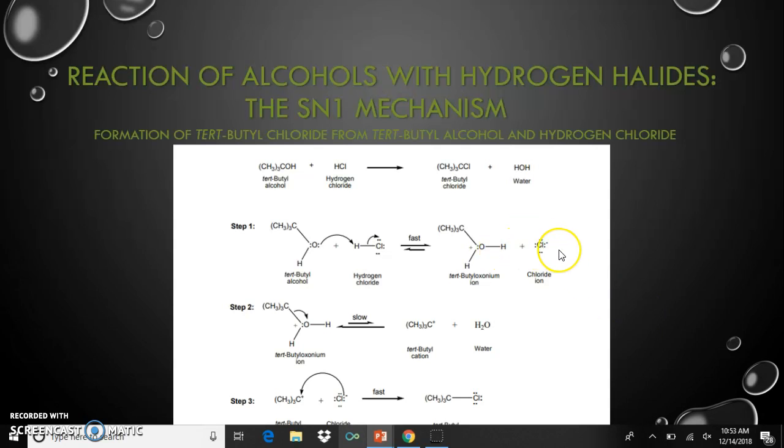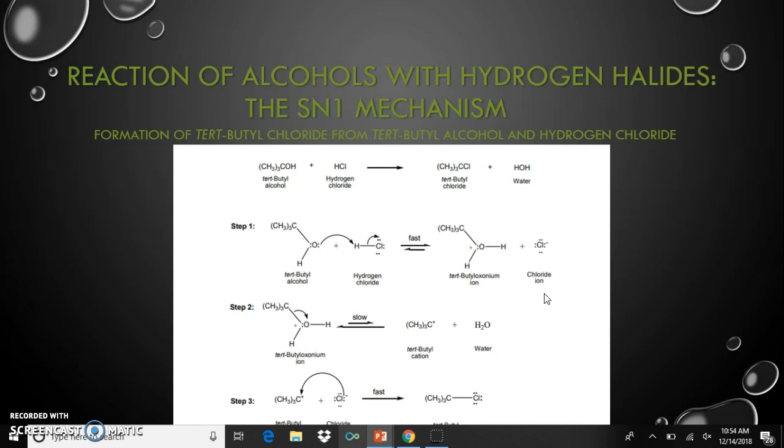Step 1 shows the protonation of tert-butyl alcohol to give an alkyl oxonium ion. Proton transfers from strong acids to water and alcohols rank among the most rapid chemical processes and occur almost as fast as the molecules collide with one another. That is why the transition state in this step is fast.